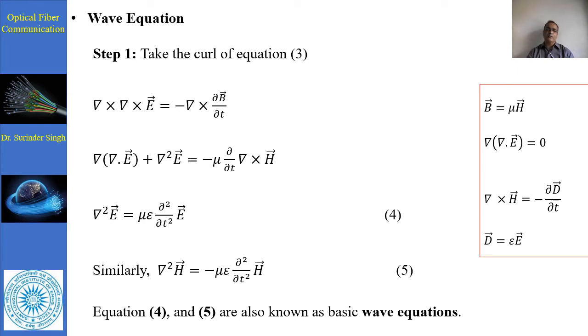So the fourth equation we have obtained. Similarly, if we take the curl of the fourth equation and solve in the same manner, we will obtain this expression, which is del squared H equal to minus mu epsilon d squared H upon dt squared. So these two equations are obtained. The fourth and fifth equations are basically known as the wave equation, which is used for solving the step index fiber.